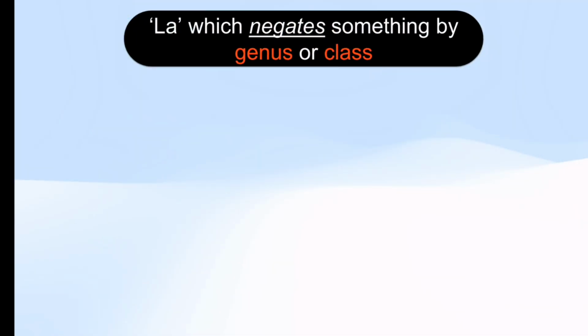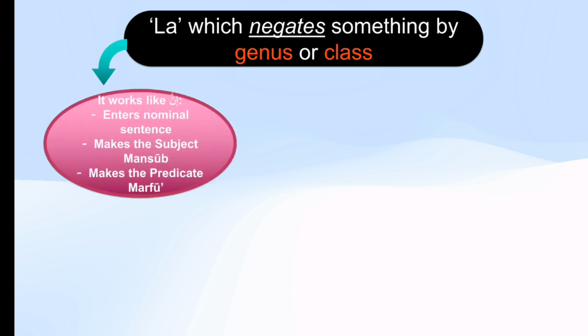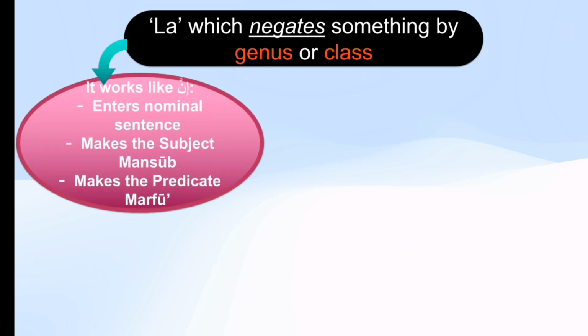A little bit more detail on the la which negates something by genus or class, la nafia lil jins. It works like inna, for those who are familiar with Arabic grammar, meaning it enters a nominal sentence. It makes the subject, remember the first word in Zaydun Kareem, mansoob, and it makes the information, the predicate, marfu'. If you don't know what these terms are, don't worry about them. These are for those who are familiar with a bit of Arabic.